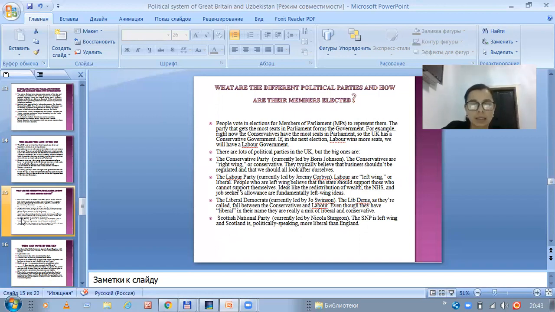Ideas like the redistribution of wealth, the NHS, and job seekers allowance are fundamental left-wing ideas. The Liberal Democrats, currently led by Joe Swinson, fall between the Conservative and Labour parties. Even though they have liberal in their name, they are really a mix of liberal and conservative.